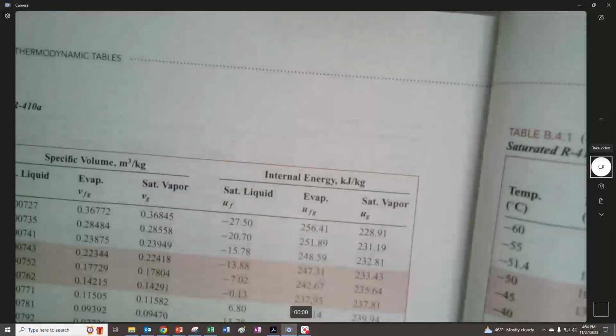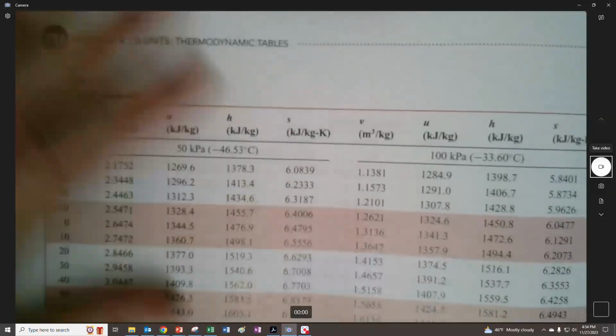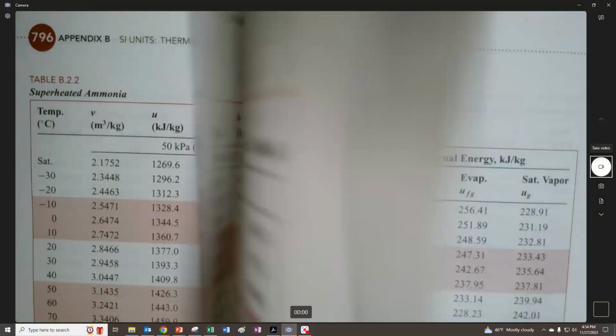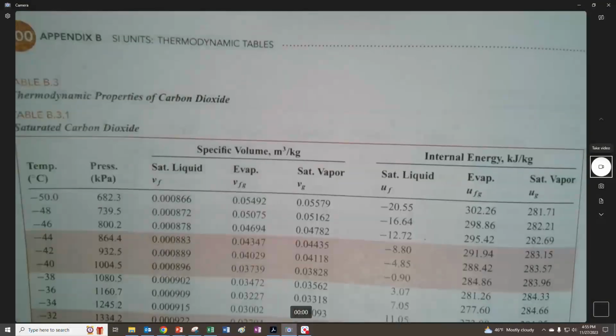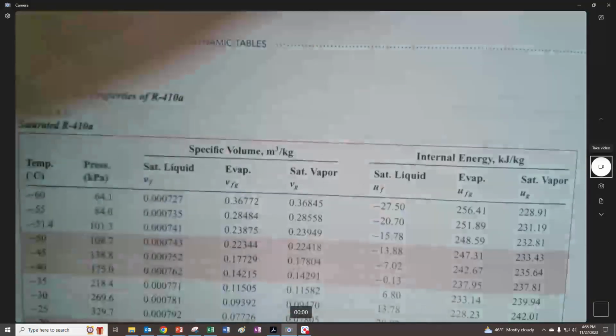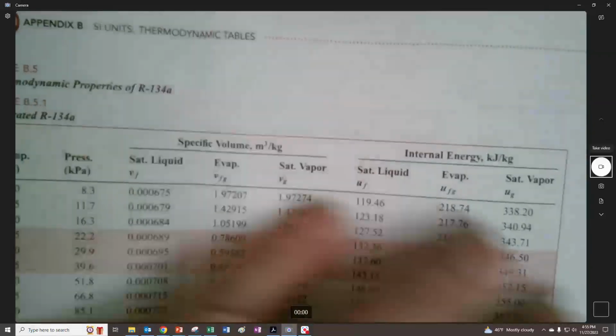134. So I'm on 410 here. I'm going to go 134. That's ammonia. I think I went too far. Or maybe there's carbon dioxide. 410. Okay, so 134 is after 410. Why don't they put them in order? No, I don't know. Who knows?